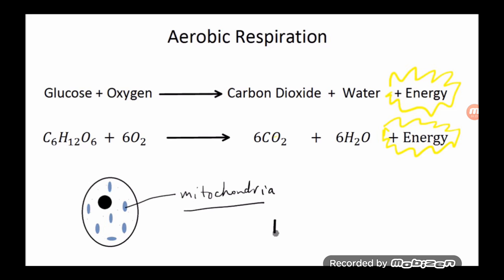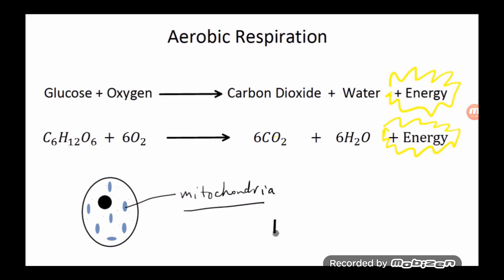It takes place in the mitochondria. That links in with our cellular organelles that we need to know. And mitochondria are in plant and animal cells. So, what happens in aerobic respiration? Well, oxygen is delivered by the blood, and we get the oxygen through breathing. Breathing is not respiration. Breathing is just getting the oxygen into our bodies.